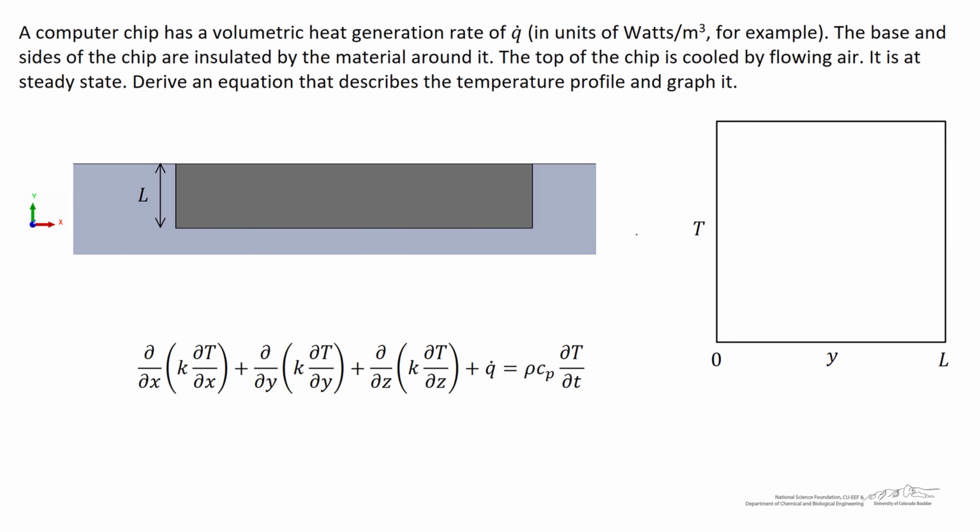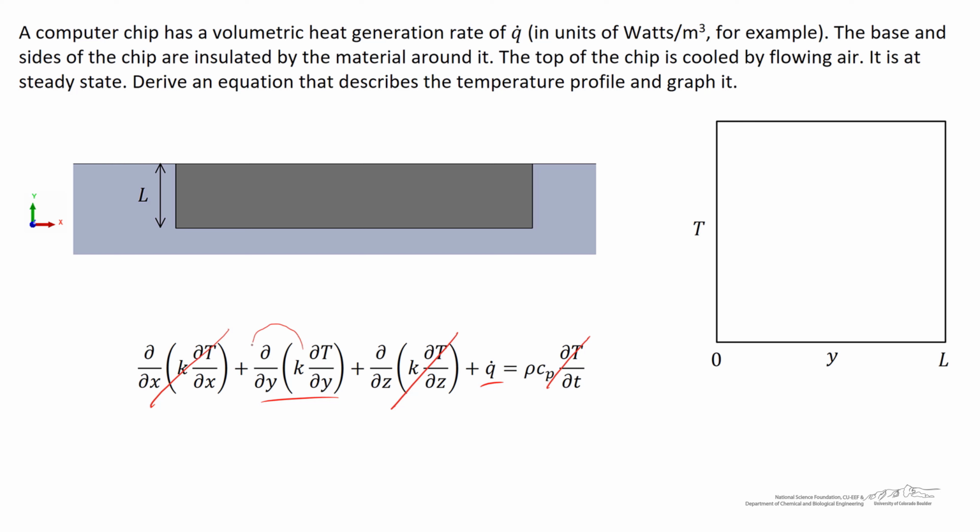So let's zoom in on the cross-section of the chip, with the y-axis starting at the base of the chip, and the thickness of the chip is distance L. The first thing we want to do is simplify the heat diffusion equation. We know it's at steady state, so the term on the right is 0. We know that the temperature is not a function of z and not a function of x. So what we're left with are these two terms in the heat diffusion equation.